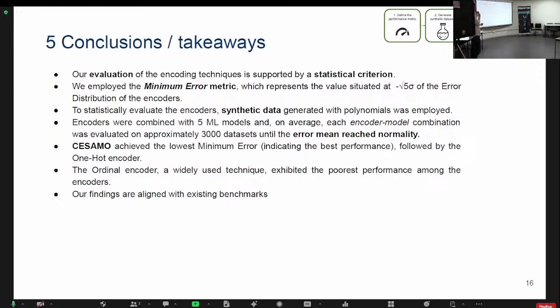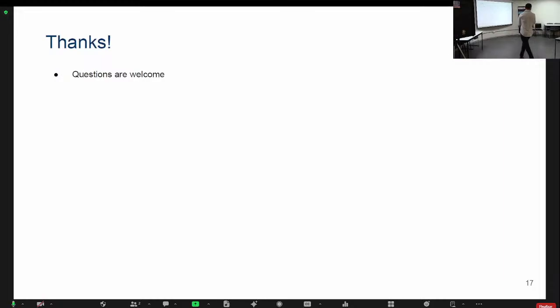Sesamo achieved the lowest minimum error, which indicates that it had the best performance, followed by the one-hot encoder. On the other hand, the ordinal encoder, which is a widely used technique, showed the poorest performance among all the encoders. And finally, our findings are aligned with the existing benchmark, which is good. And that's all. Thank you.